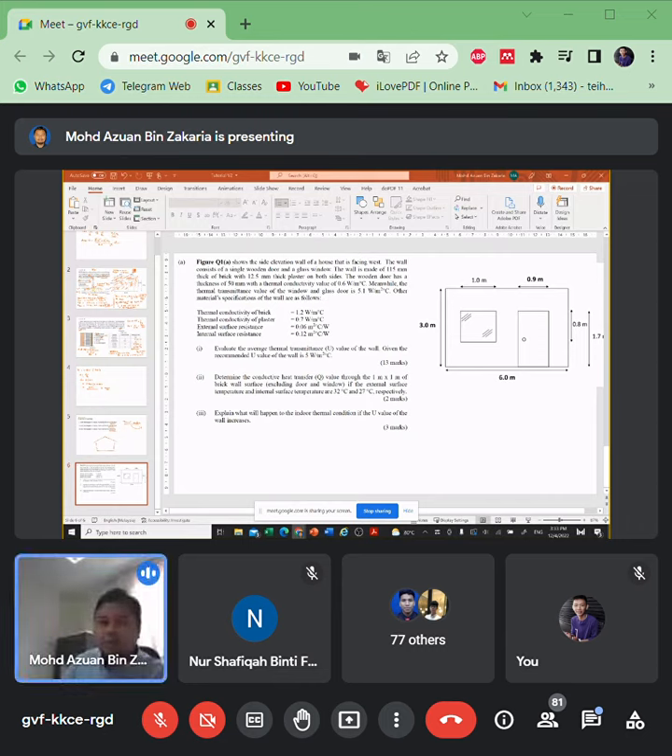Sorry, in this question you can remove the glass door. Actually the door is a wooden door. Sorry, the glass door can be removed. Only the window is glass. Alright.